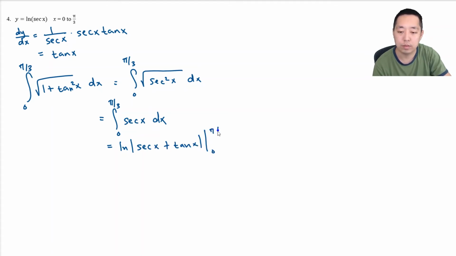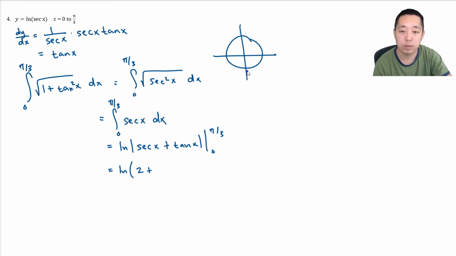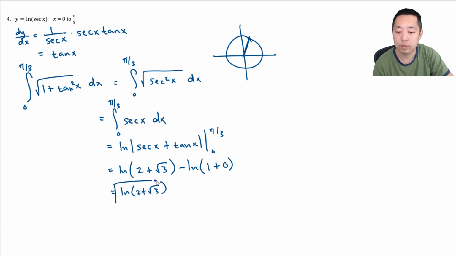And so we go from 0 to pi over 3. Natural log of secant of pi over 3. Remember, secant is 1 over cosine. Cosine of pi over 3 is 1/2, so that's 2, plus tangent of pi over 3. Just get my unit circle here. Y over x. So tangent of pi over 3 is, it's taller, this is root 3. Secant of 0 is 1, because cosine of 0 is 1. Tangent of 0 is 0. ln 1 is 0, so I just get ln of 2 plus root 3. All right.